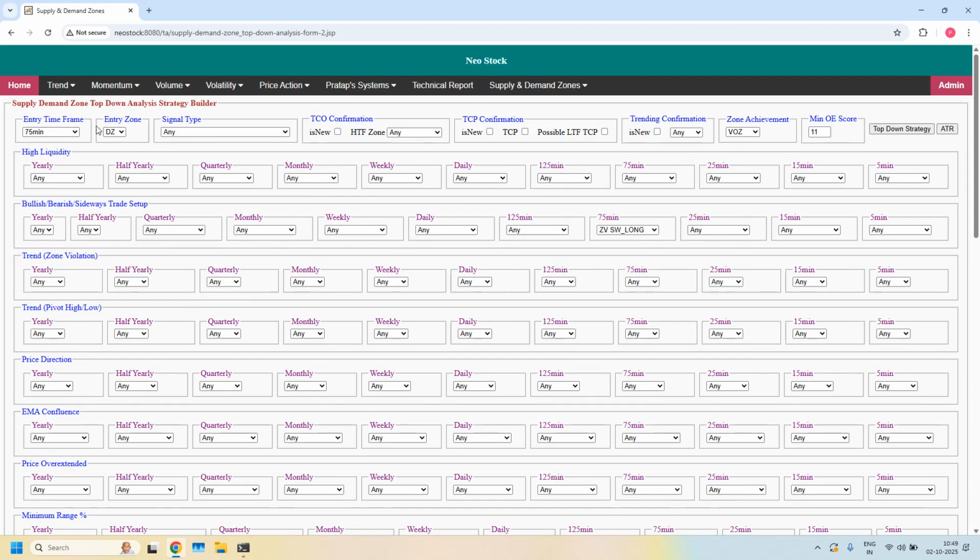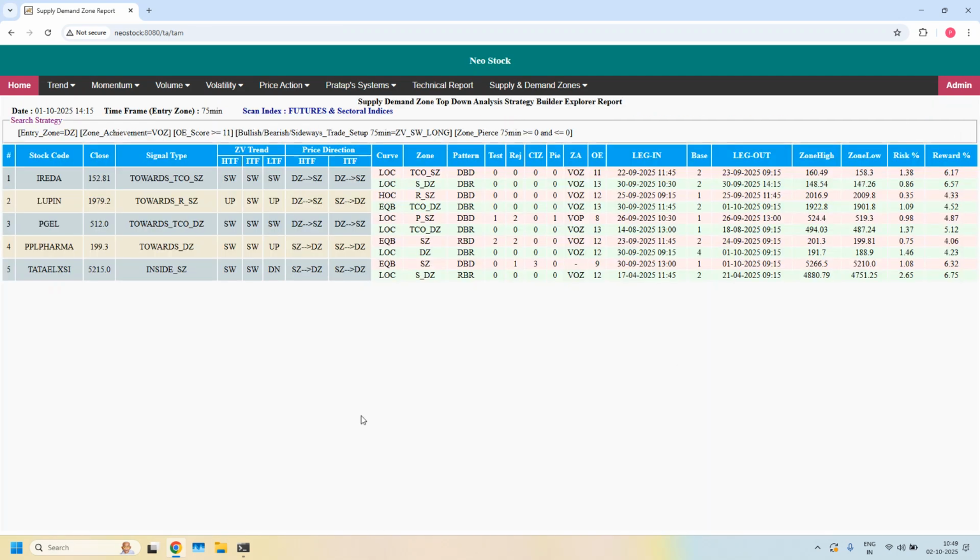Which zone? Whatever you select here. So in this example, the 75 minutes demand zone should not be pierced. So 5 stocks are filtered. All the entry time frame zones are 75 minutes demand zones. Sideways long trade setup for weekly income trade. You can plan trades only if less than 30.3 checklist items are satisfied. Otherwise, higher chances of zone violation.